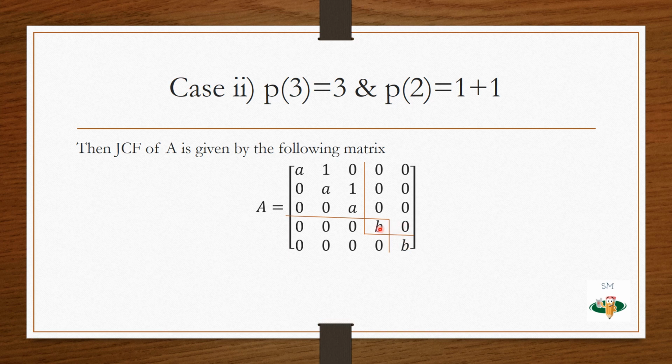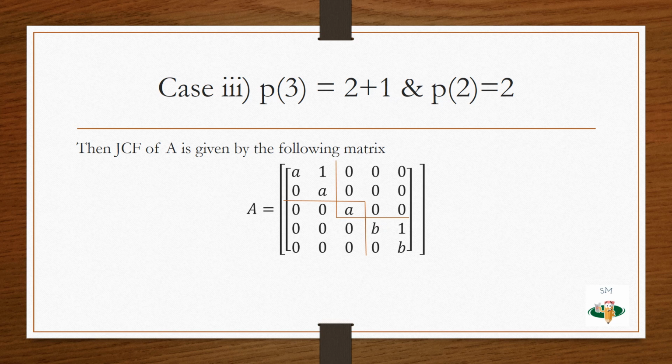Okay, so here these are in different blocks. This 1 plus 1 represents distinct 1 cross 1 blocks. This 3 represents a 3 cross 3 block. Okay. So next is P of 3 equal to 2 plus 1 and P of 2 equal to 2.